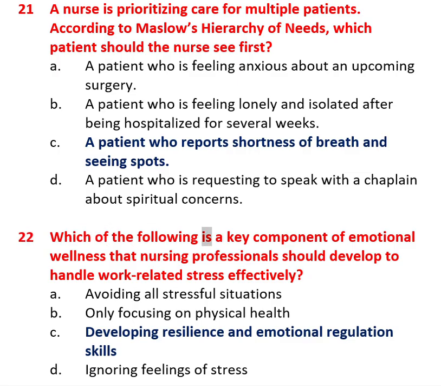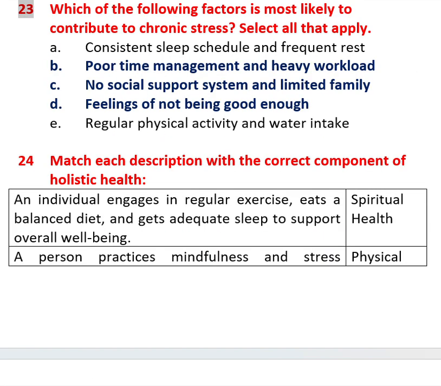22. Which of the following is a key component of emotional wellness that nursing professionals should develop to handle work-related stress effectively? Avoiding all stressful situations. Only focusing on physical health. Developing resilience and emotional regulation skills. Ignoring feelings of stress.